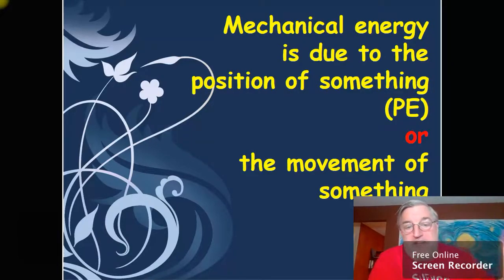So if you raise something up, then you are doing work against gravity, and once it's up high, now it has potential energy. It has energy that you had to do the work to raise it up there, and it has the potential to fall back down. And if it fell back down, that potential energy would turn into the movement of it. So the other part of mechanical energy is the energy due to the movement of the object, and that is called kinetic energy, KE abbreviation.